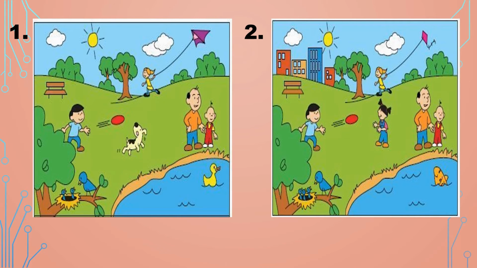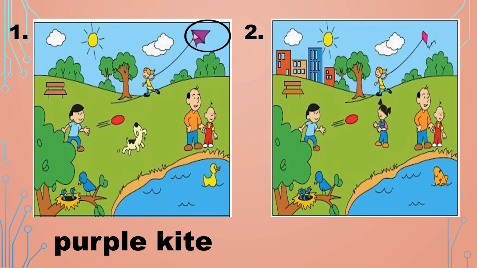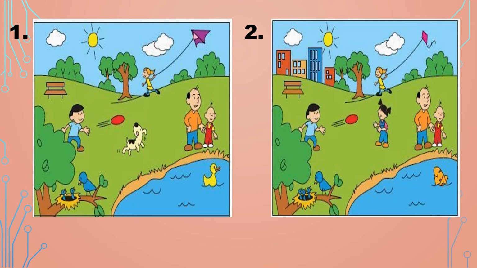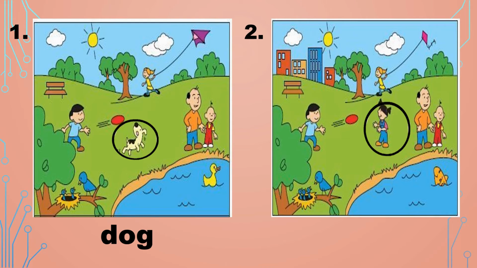Now student, look at this example. In first picture you can see the girl is flying a purple color kite, whereas in second picture you can see the girl is flying a pink color kite. In first picture you can see the boy is playing a flying disc with a dog, whereas in second picture you can see the boy is playing a flying disc with a girl.